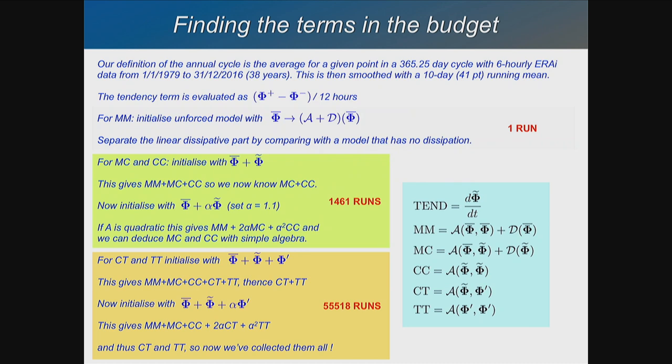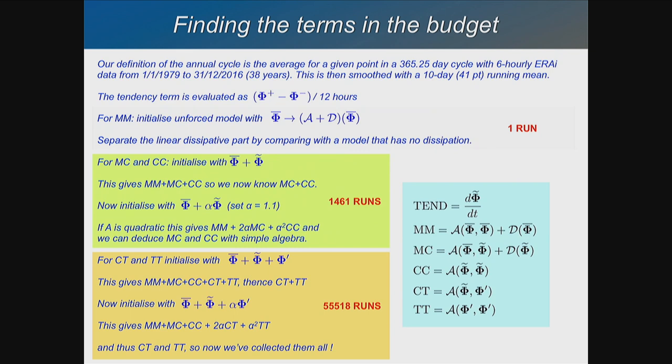So you start with the whole data set, 55,000 runs, okay, from phi bar, phi tilde, and phi dash. That gives you MM plus MC plus CC plus CT plus TT, okay? You know these three, so it gives you CT plus TT. How do you separate those two? Well, you put an arbitrary factor in front of phi dash, bit of algebra, and you've got those two, so you've collected them all, okay?